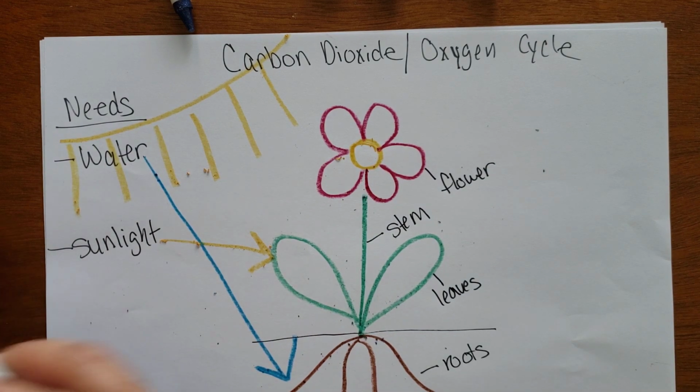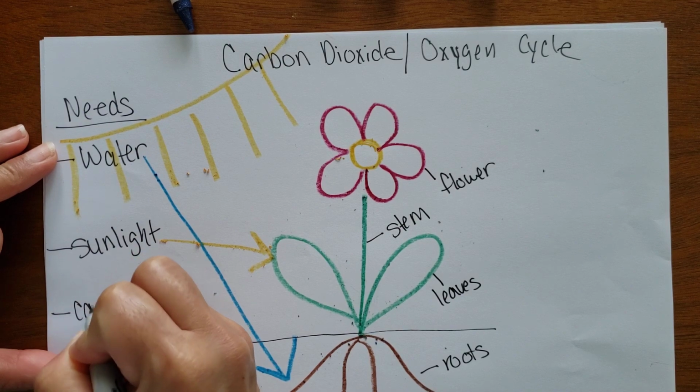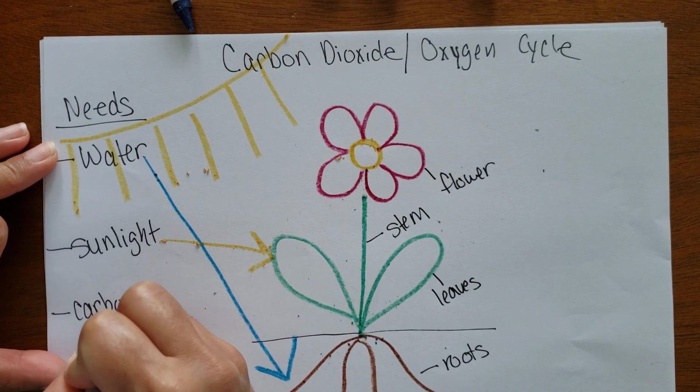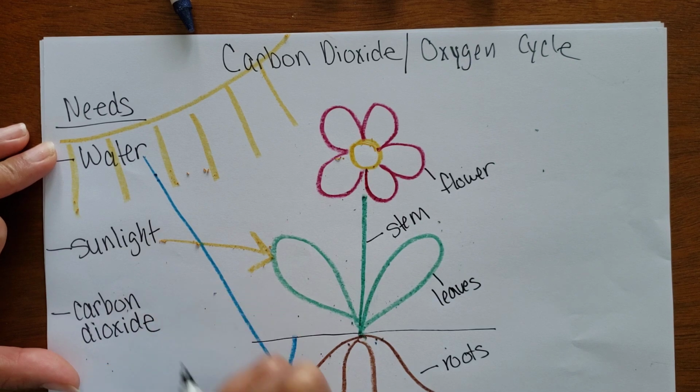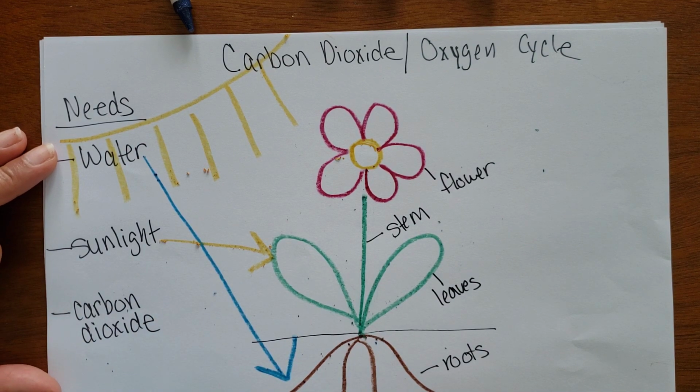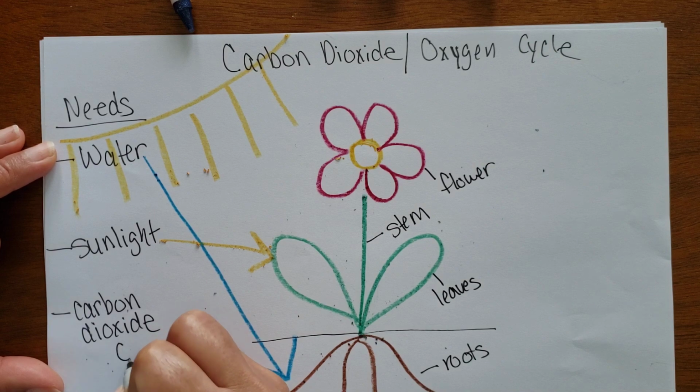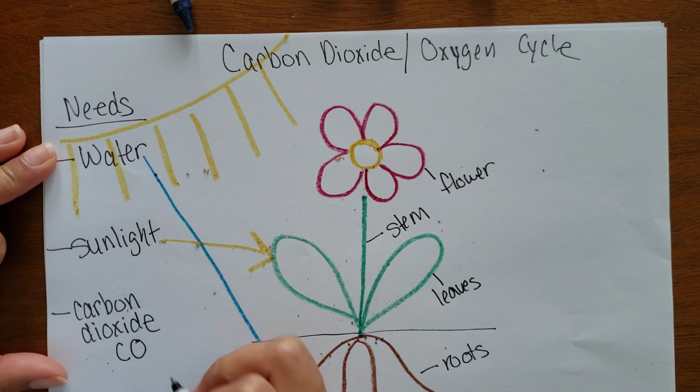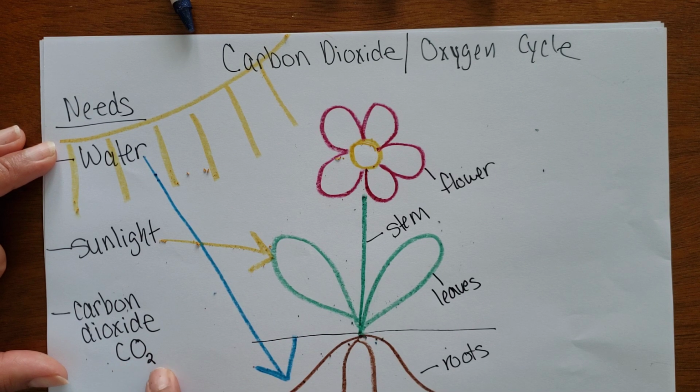They need a special gas called carbon dioxide. Carbon dioxide. And a shortcut for carbon dioxide is written as C, the letter O, and a little number 2. That stands for carbon dioxide. Di means 2. Oxide means oxygens. So the molecule carbon dioxide is composed of 1 carbon atom and 2 oxygen atoms.